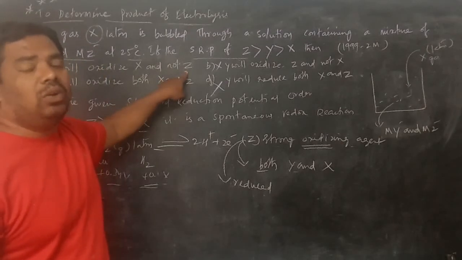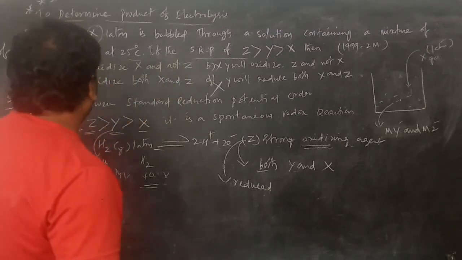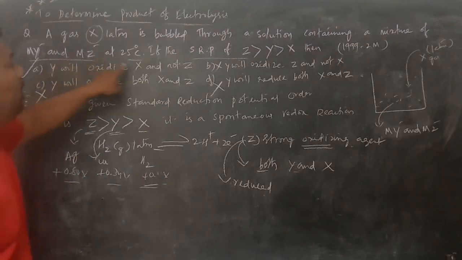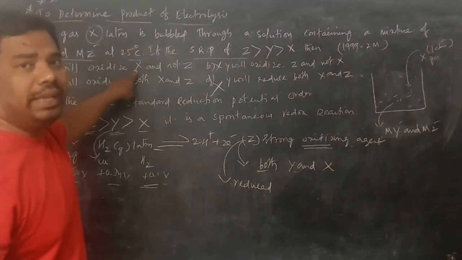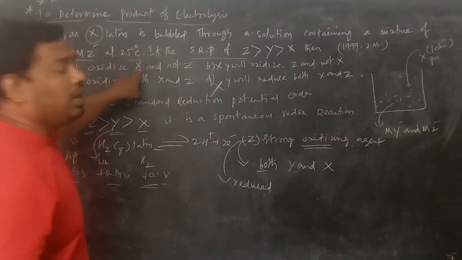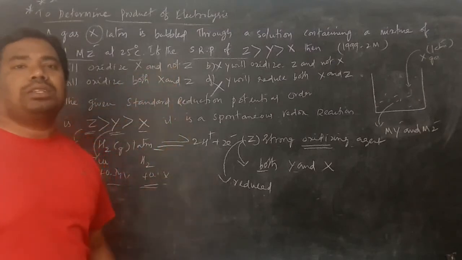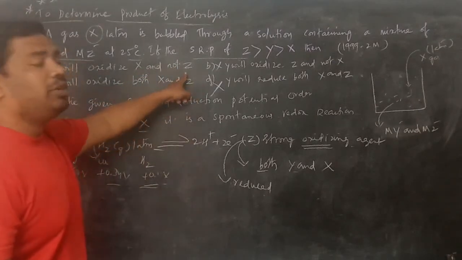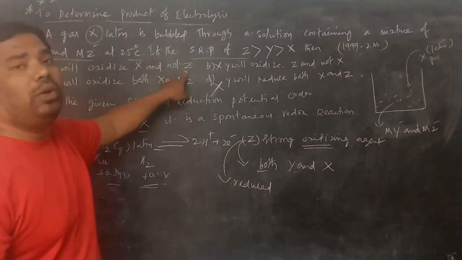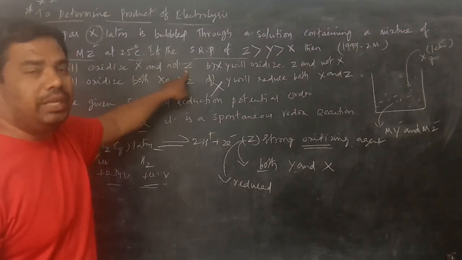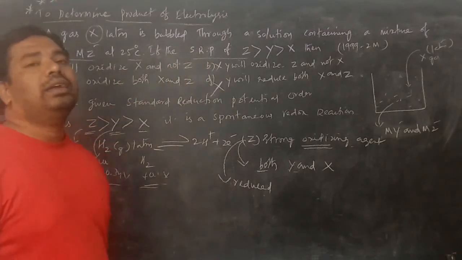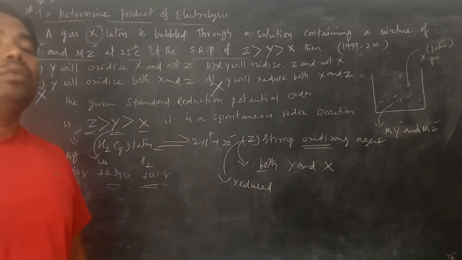Z cannot be oxidized, but Y's reduction potential is more than X's, so Y oxidizes X but not Z. So Y oxidizes X but does not oxidize Z, because the reduction potential of Z is more than Y. Therefore Z undergoes reduction, not oxidation. So the given option A is correct. This question was asked in IIT-JEE 1999 for 2 marks.